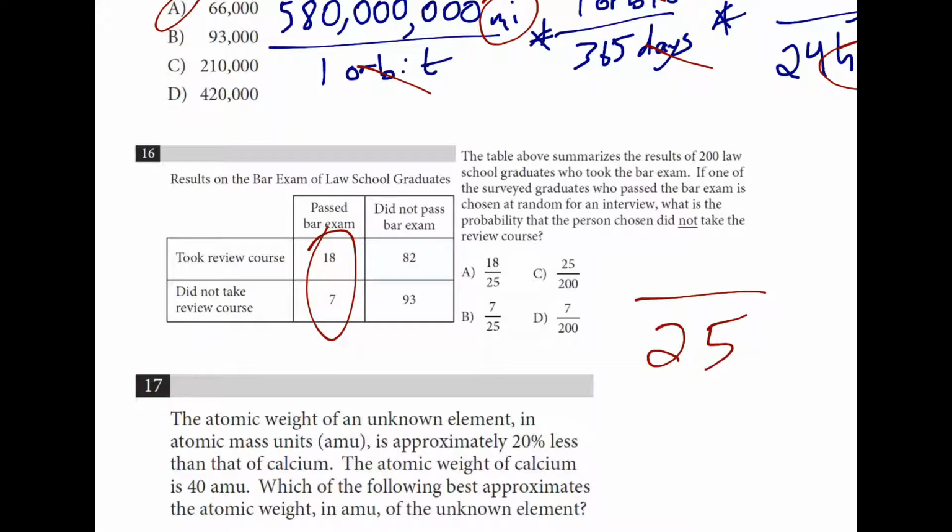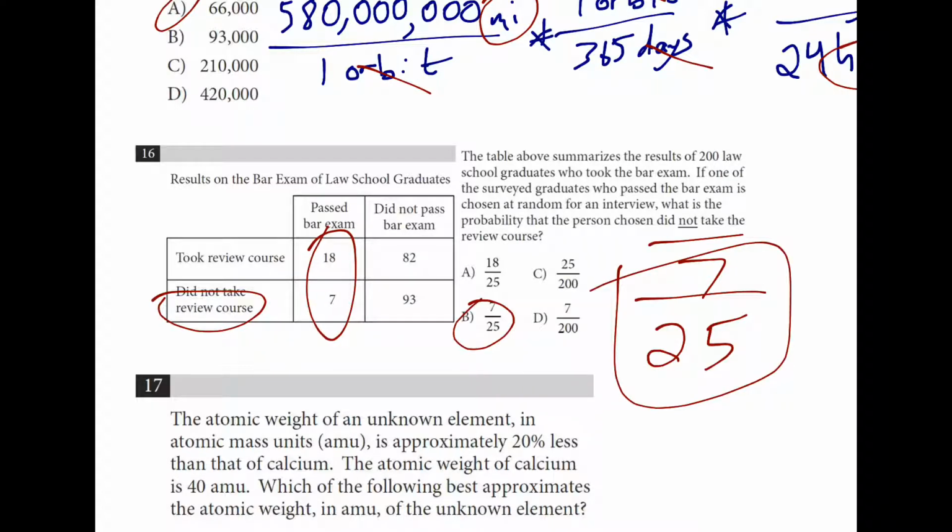So I'm choosing one person at random out of those 25. And what's the probability that they did not take the review course? Well, did not is the second row. So I'm going to put a 7 on top, 7 over 25. B was the best choice.